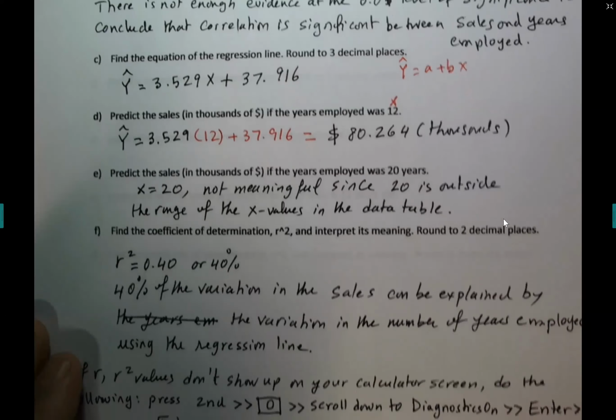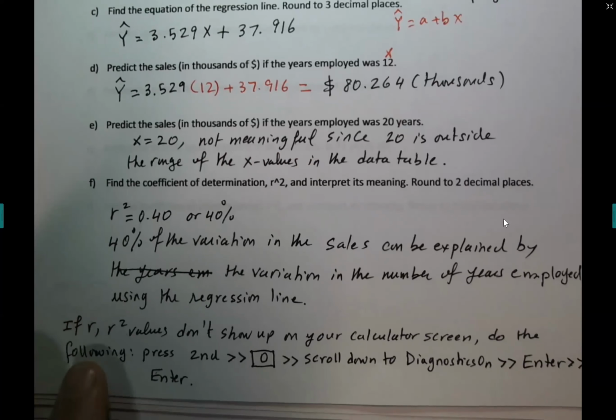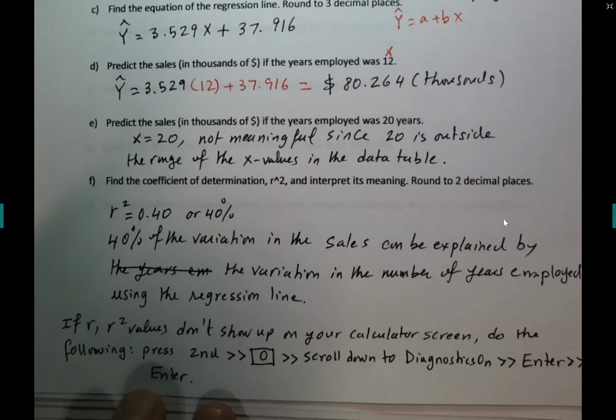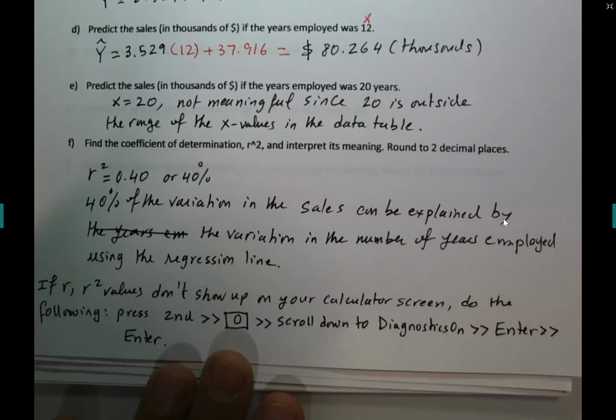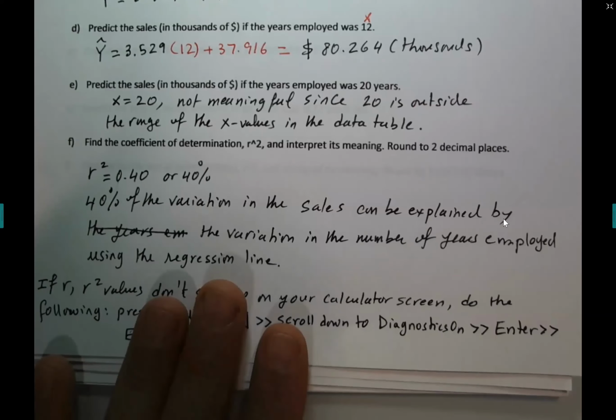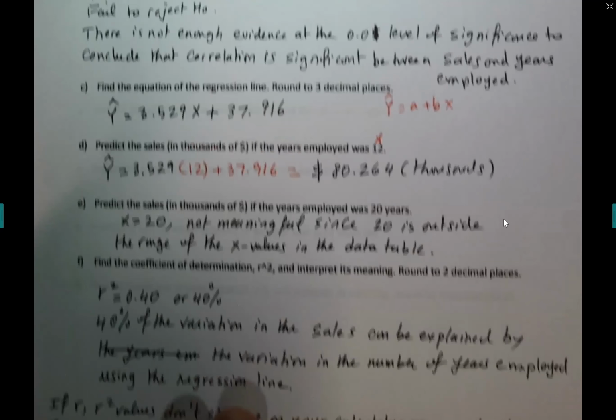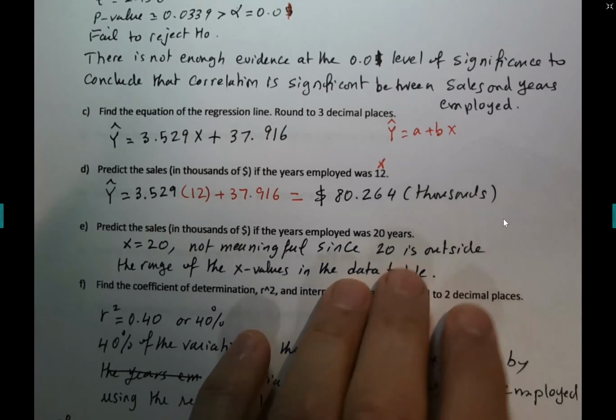And this is for students who forget how to show r and r squared. Again, if r and r squared values don't show up on your calculator screen, do the following. Press second followed by the number 0 and then scroll down to diagnostic on and press enter twice. And that is the practice exercise.